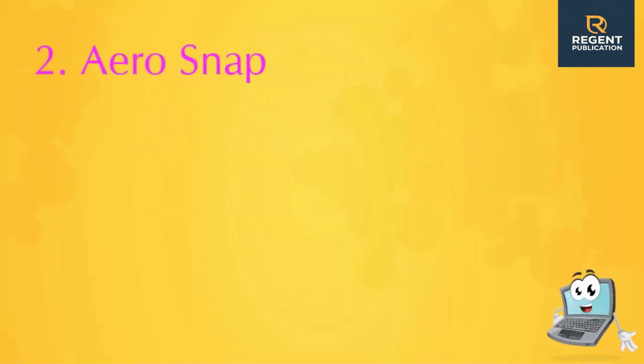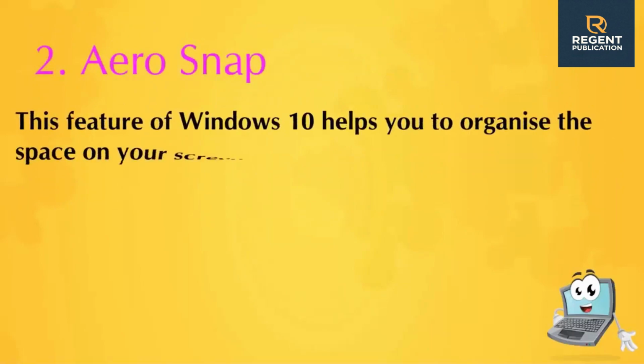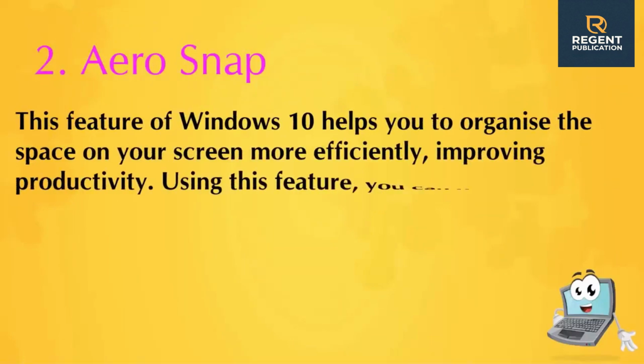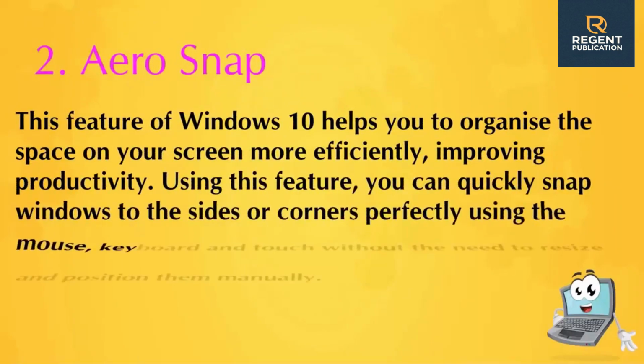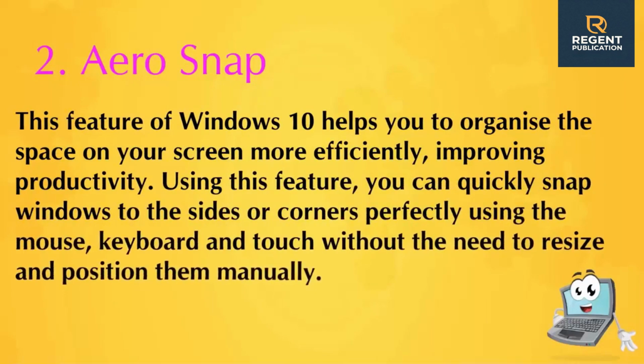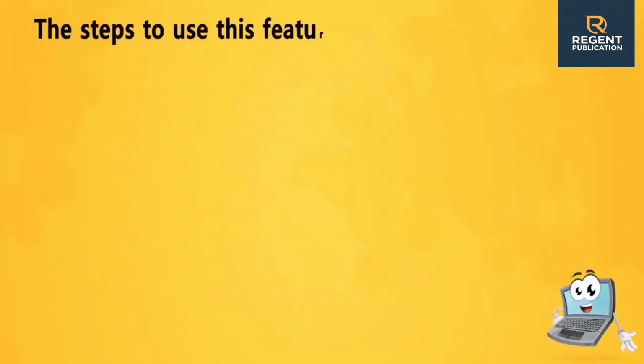Aero Snap. This feature of Windows 10 helps you to organize the space on your screen more efficiently, improving productivity. Using this feature, you can quickly snap windows to the sides or corners perfectly using the mouse, keyboard and touch, without the need to resize and position them manually.